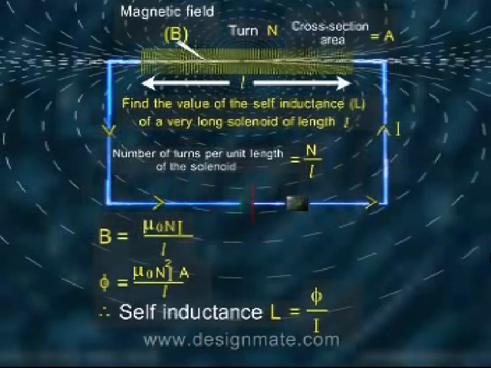Therefore, self-inductance L is equal to phi upon I, that is equal to mu 0 N square A upon L.